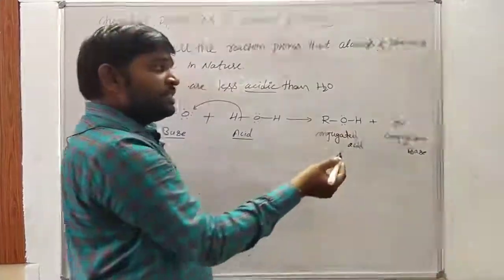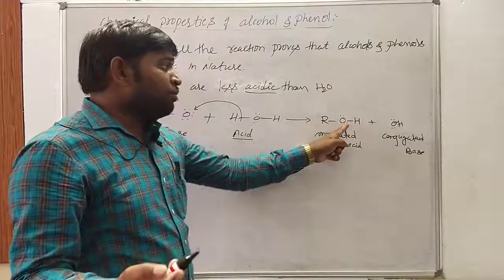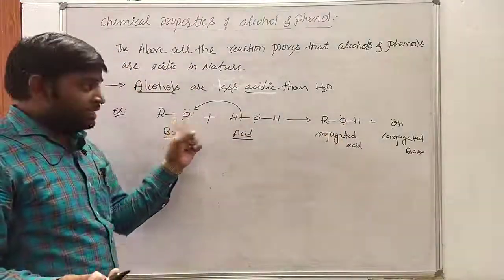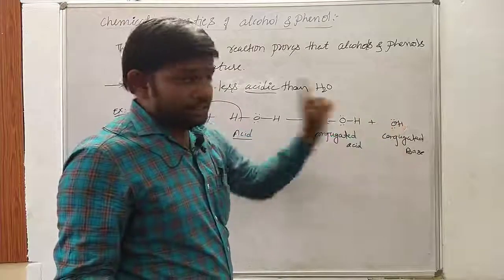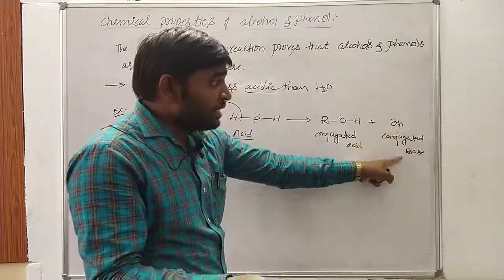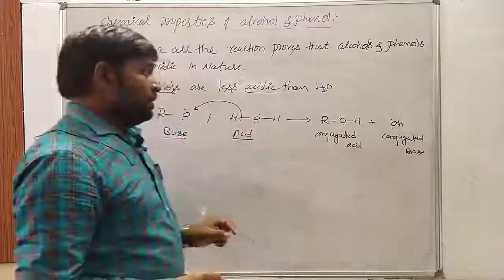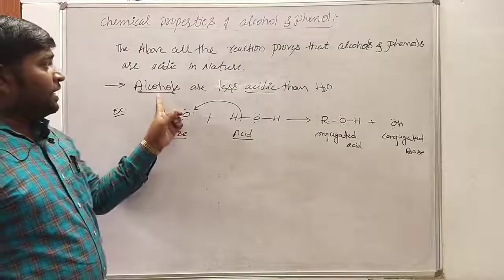It has the tendency to accept now, and it has the tendency to release now. So conjugate means the only difference is a proton. Here one proton is more, here one proton is less. This has the tendency to accept the proton, that's why it is a base. It has the tendency to release, that's why it is an acid. Okay, so this is the clarification.